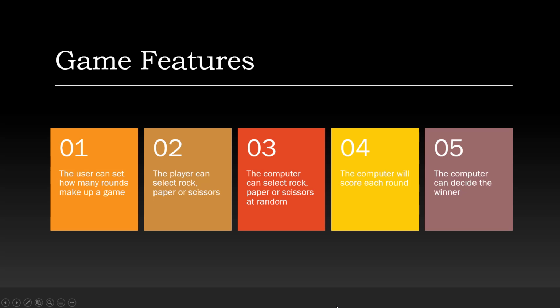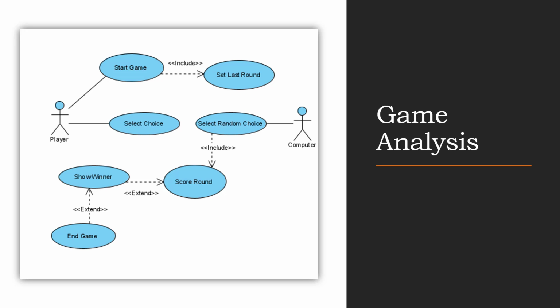So in terms of features, we want the user to be able to start a game and ask for so many rounds to make up the game. The player should be able to select rock, paper or scissors, and the computer will then select one of the choices at random, and the computer will then score who won that round, and so on. And finally the computer will decide who the final winner is. So those are our five straightforward features.